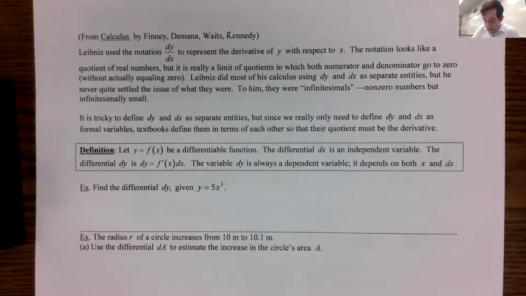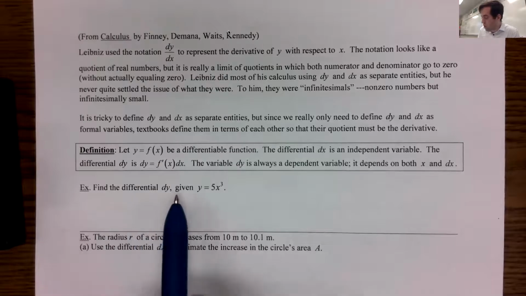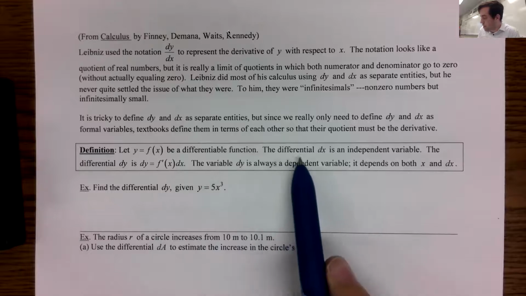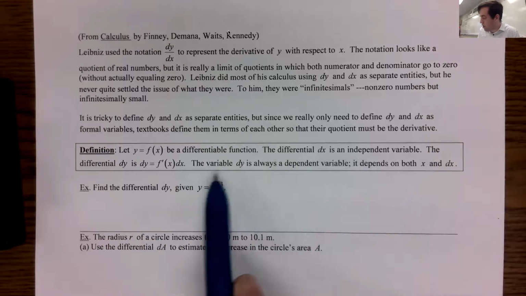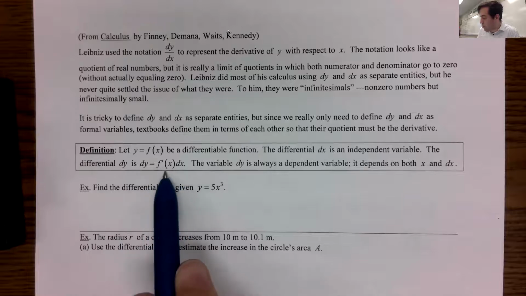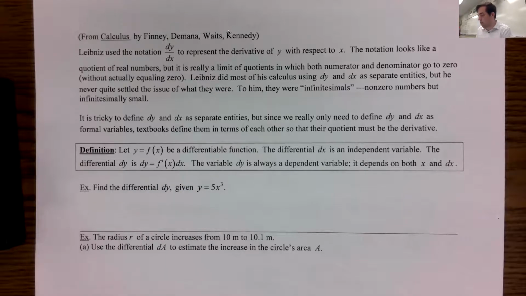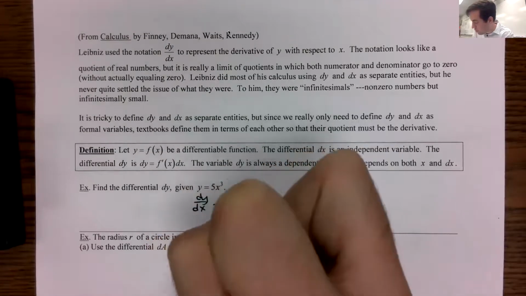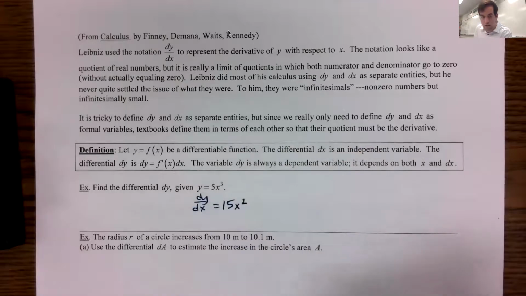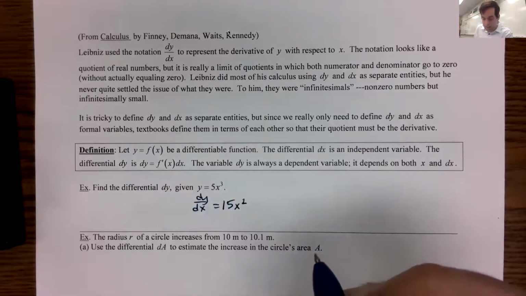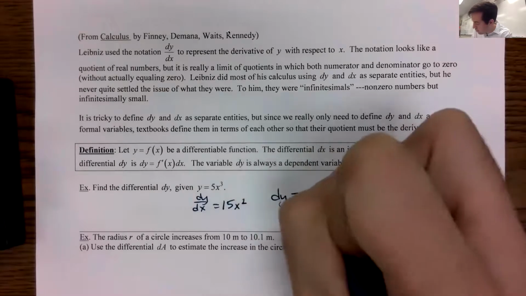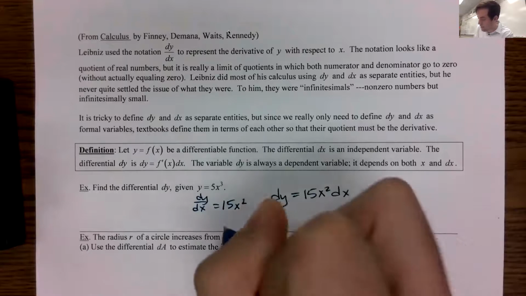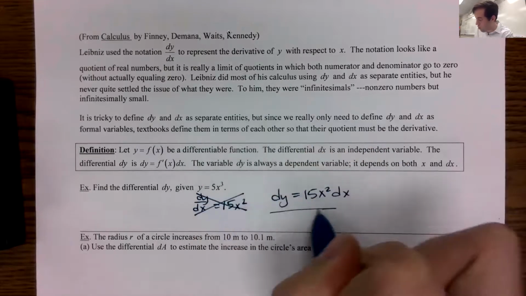So in this example, find the differential dy given y equals 5x cubed. We're going to think of dx as an independent variable, and dy is going to equal f prime of x dx. So in other words, instead of writing this as dy dx equals 15x squared, we're going to separate the dy and dx. So we're going to write dy equals 15x squared dx. It's just like we're multiplying the dx to the other side. So that's not the answer we want. We want this answer.